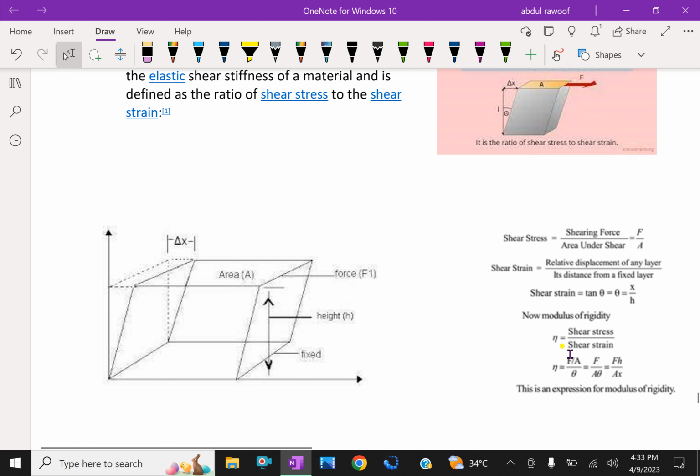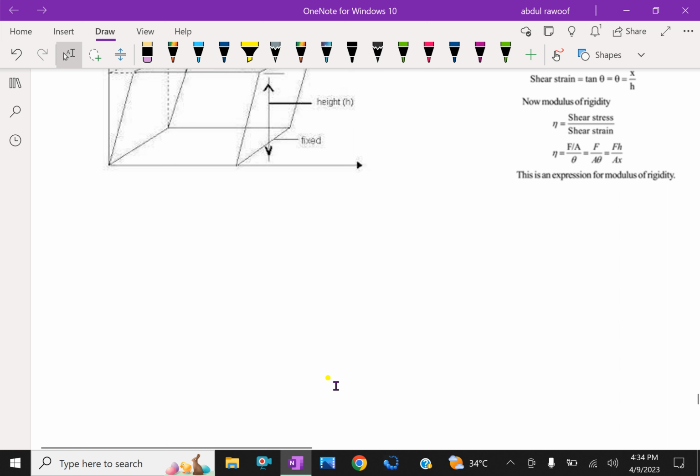Now modulus of rigidity you can write as stress by strain, that is shear strain, that is equal to eta, equal to F by A by theta, that is F over A theta, which is equal to FH by AX. This is an expression for the modulus of rigidity. That is, modulus of rigidity is FH by AX. X is the small distance sheared here, and H is the height from the floor to the force applied distance. A equals cross area of that object.